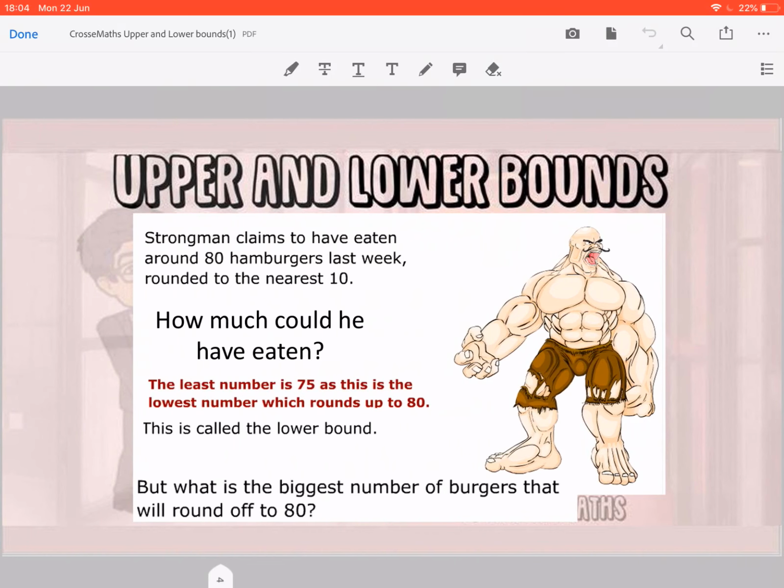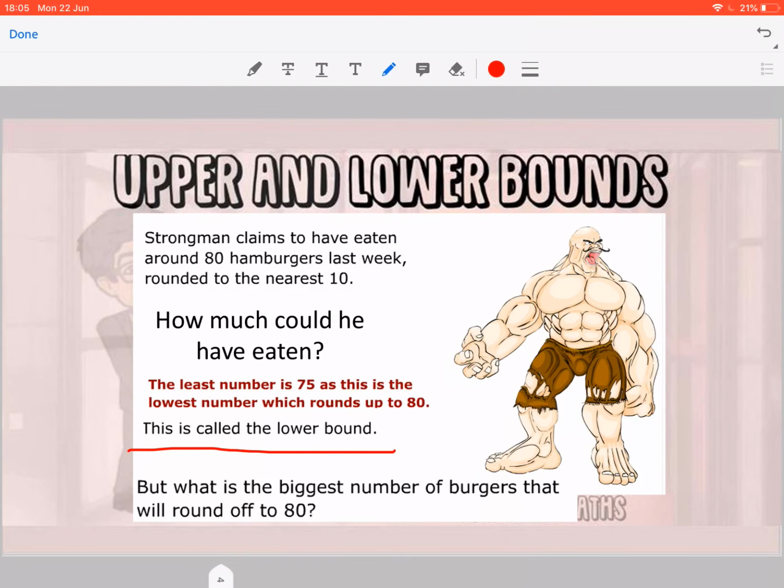Okay, so we've been given a number already that's been rounded. How much could he have eaten? Well, the least number that he could have eaten and still rounded up to 80 could have been 75. He could have eaten 75 and they've rounded it up to 80. That makes sense. That's the lowest number. That's called the lower bound, and that's really important. You may want to pause the video at this point and just write down anything you think is useful.